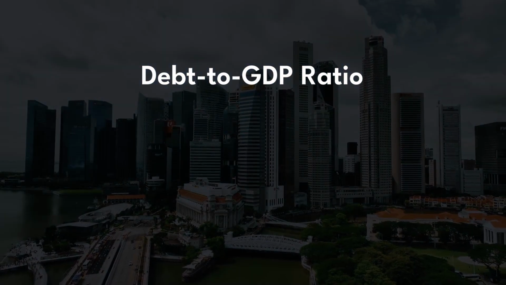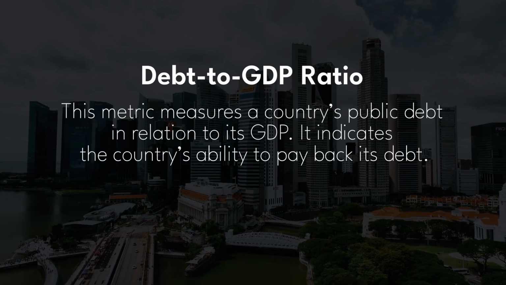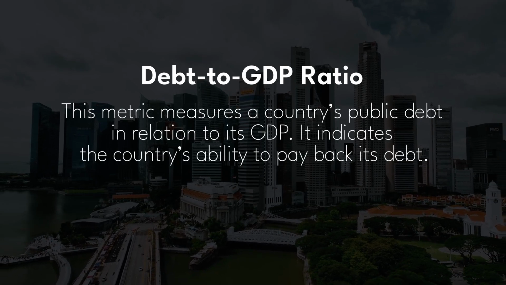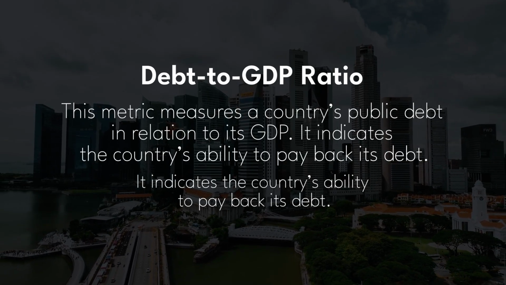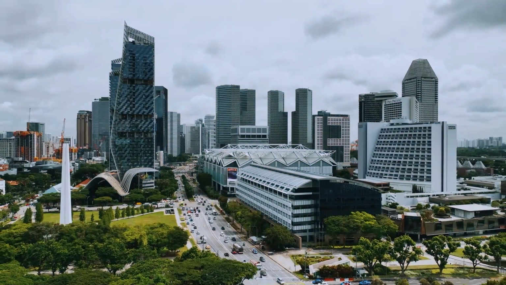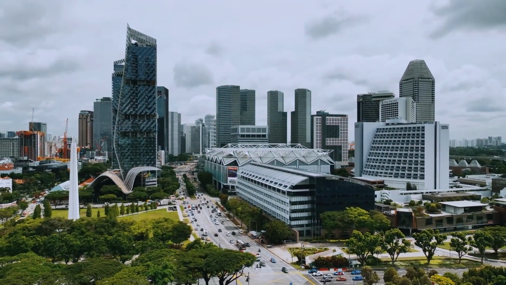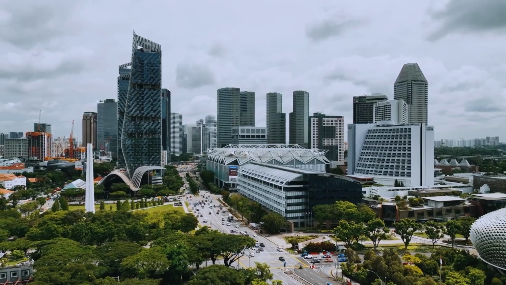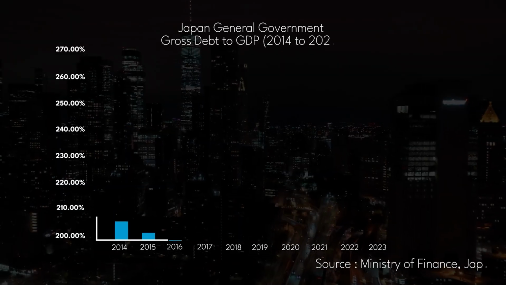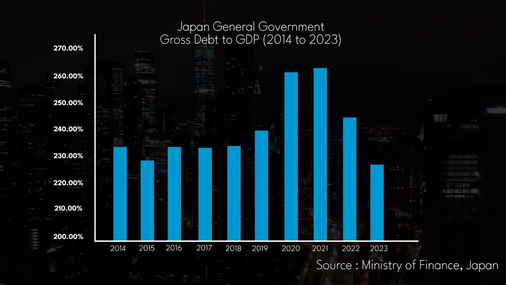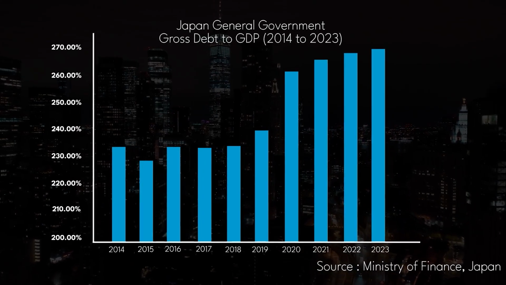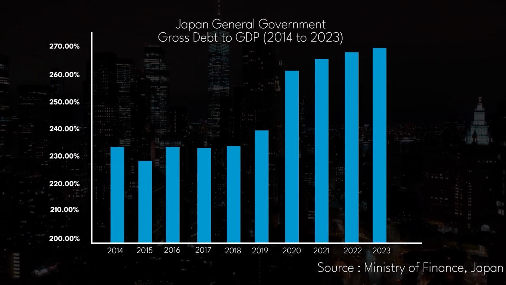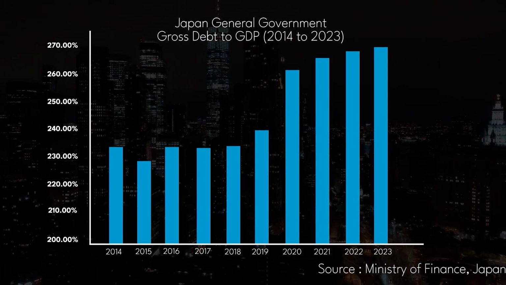Debt to GDP ratio. This metric measures a country's public debt in relation to its GDP. It indicates the country's ability to pay back its debt. A lower ratio suggests a stronger ability to manage and repay debt, whereas a higher ratio might indicate potential difficulties in debt servicing. For instance, Japan has a debt-to-GDP ratio of over 230%, which raises concerns about its debt sustainability, despite having a strong economy.